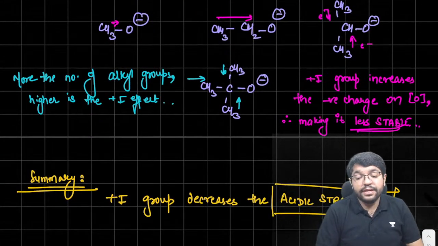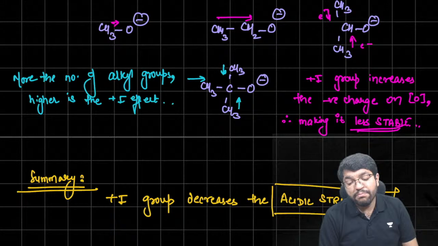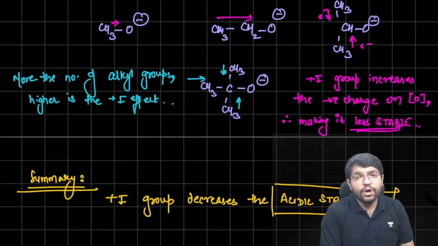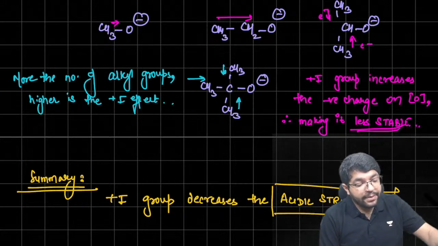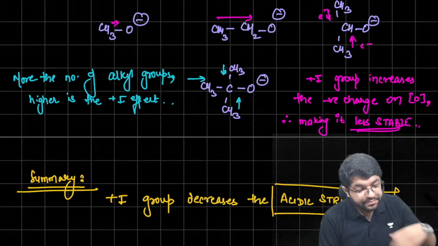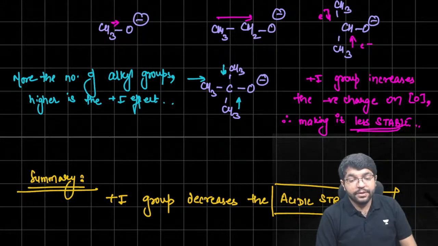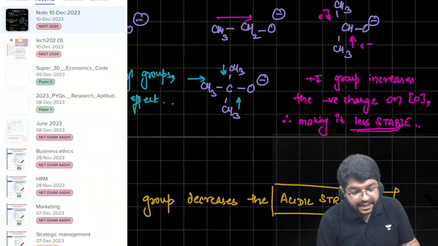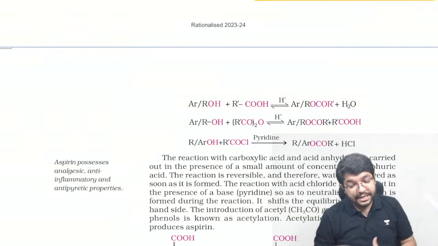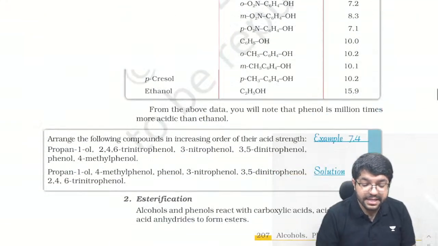Then plus I group increases the negative charge on O, therefore making it less stable, or we should say decreasing the stability. Any English that finds you well, you can pen that way down. Quickly. And now when you take I to the NCRT, we have to go because NCRT is something which we are reading simultaneously, sir.